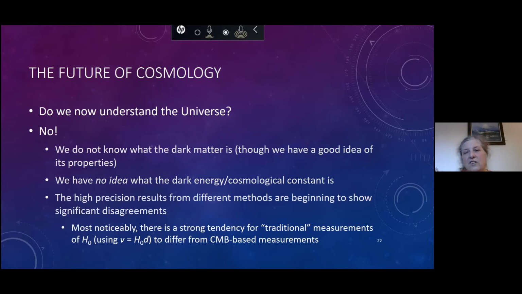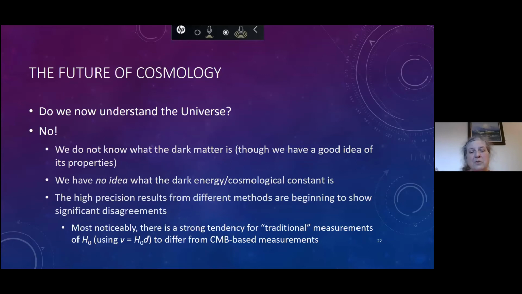So you might say that over the last 20 years, we have really acquired a good understanding of the universe. This is not true. We know that dark matter comprises about a quarter of the energy density of the universe. We have a good idea of what its properties have to be in order to make it behave in the right way. We have no idea what it actually is. If it is a particle, it is not a particle that is present in our current standard model of particle physics.